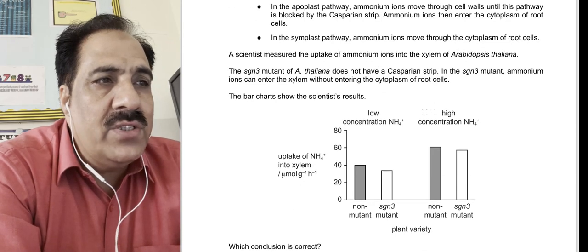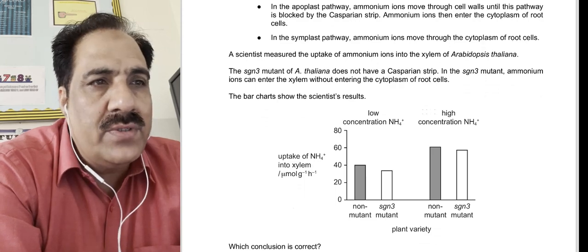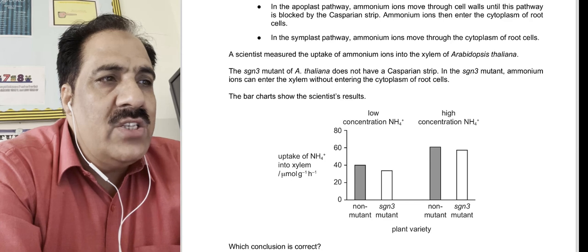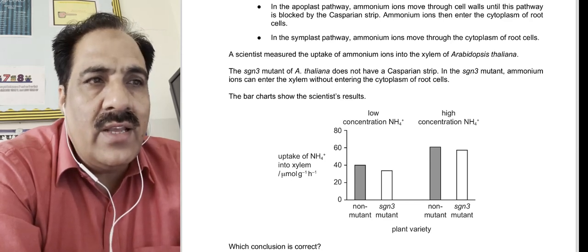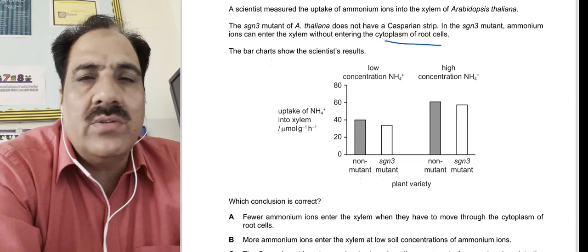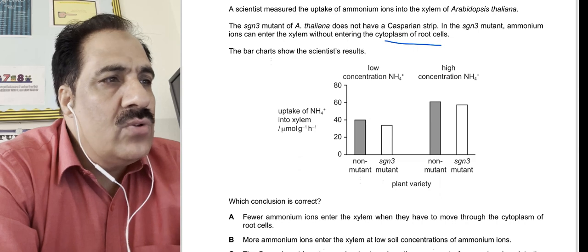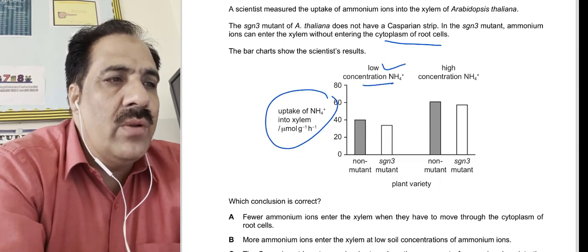A scientist measured the uptake of ammonium ions into the xylem of Arabidopsis thaliana. The SGN3 mutant of Arabidopsis thaliana does not have a Casparian strip. In the SGN3 mutant, ammonium ions can enter the xylem without entering the cytoplasm of the root cells. So the bar charts show the scientist's results. This is uptake of the ammonium ions into the xylem.